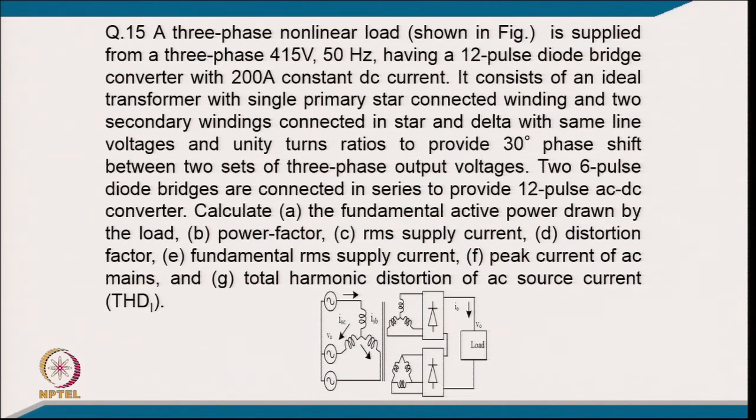Coming to numerical example 15: a 3-phase non-linear load is supplied from 3-phase 415 volt having a 12 pulse diode bridge converter with 200 ampere DC current. It consists of an ideal transformer with a single primary star connected winding and 2 secondary windings connected in star and delta with the same voltage and unity turns ratio to provide 30 degree phase shift between 2 sets of 3-phase output voltage. 2 six-pulse thyristor bridges are connected in series to provide a 12 pulse AC-DC converter. Calculate the fundamental active power drawn, power factor, RMS supply current, distortion factor, fundamental RMS current, peak current and total harmonic distortion. You can see the circuit here, as explained.